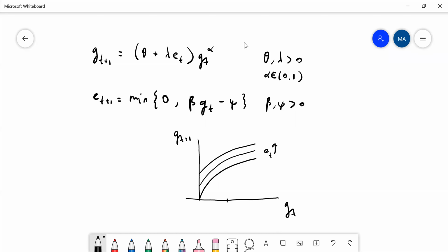And also, education spending responds to growth rate, at least if growth is larger than some benchmark, okay? So this cutoff value is, if beta G_t minus psi is greater than 0, or if G_t is greater than psi over beta, you can define this as some threshold level, right? People start spending on education. People start getting more education.